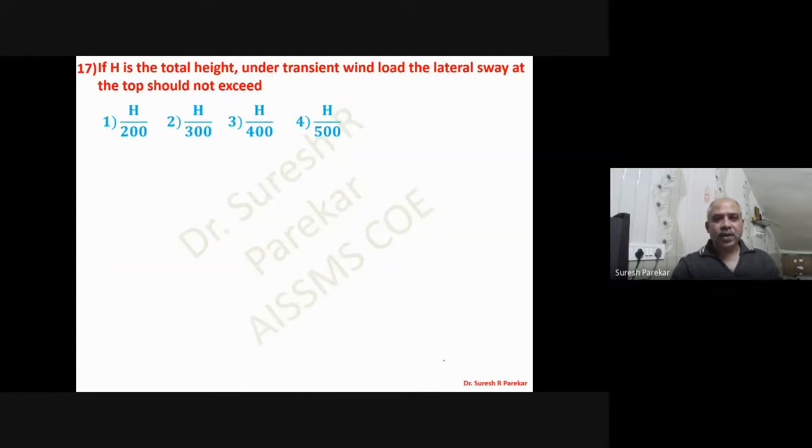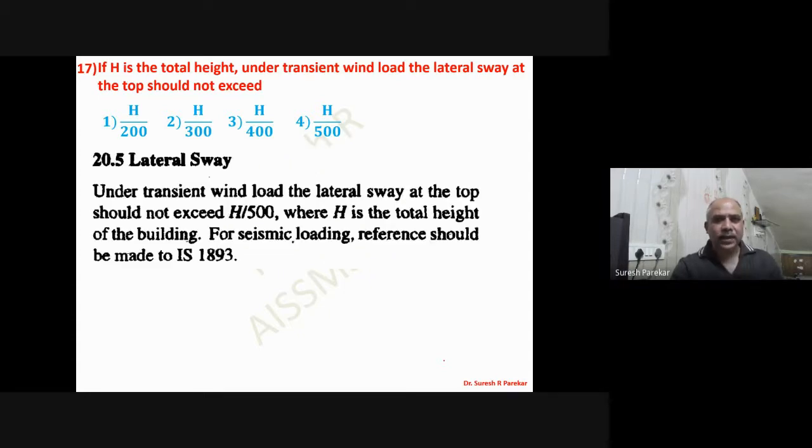Then if H is the total height under transient wind load, the lateral sway at the top should not exceed. So you can see clause number 20.5 here, it is given that it should not exceed H by 500. So you can see over here, it is given should not exceed H by 500. And so we have option that is 4.